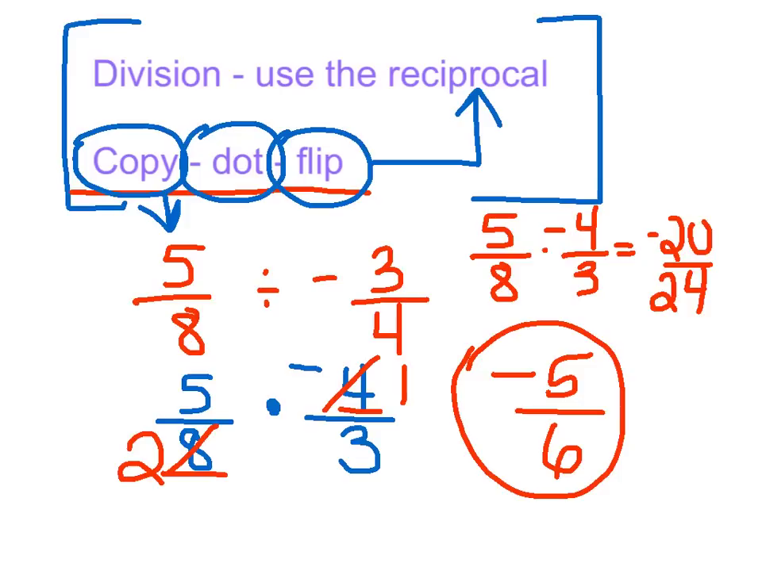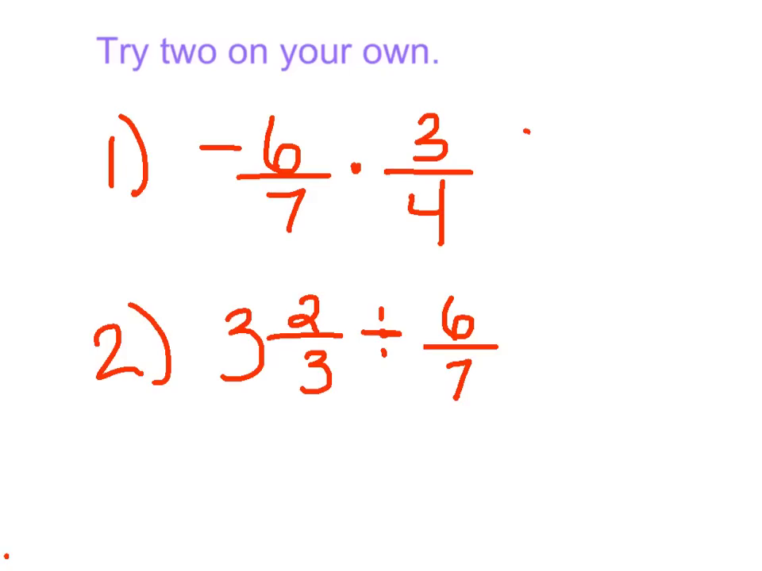Looking at those numbers, I can use my divisibility rules. I know that both of those end in a 0 or a 2, so they're divisible by 2. But I might also see that they are divisible by 4. So, negative 20 divided by 4 is 5, and 24 divided by 4 is 6. As you can see, either way we would have gotten the same answer. Now, I'd like for you to try these two on your own and submit your answers to the form.